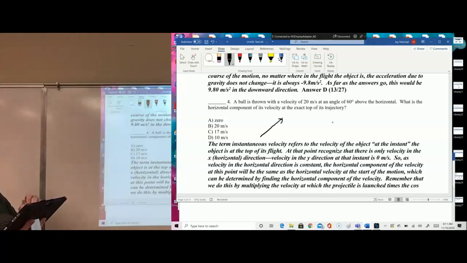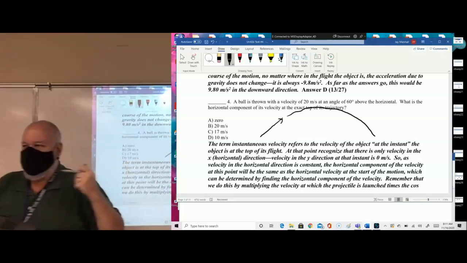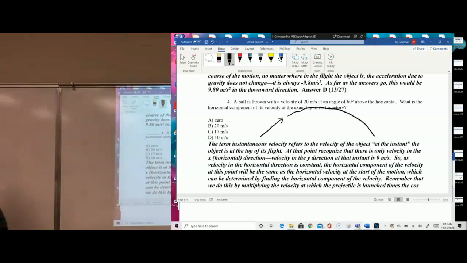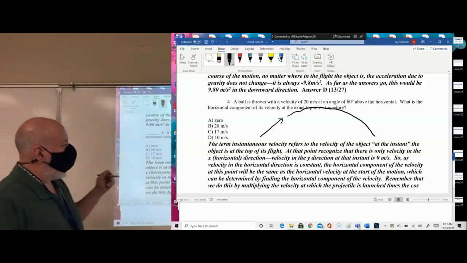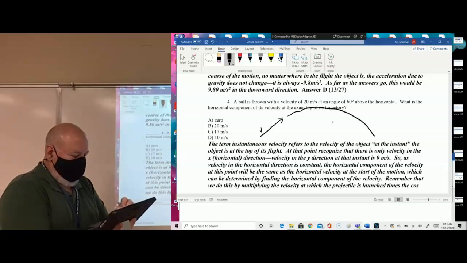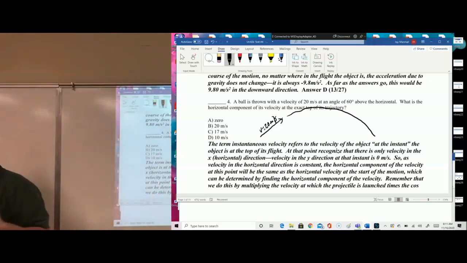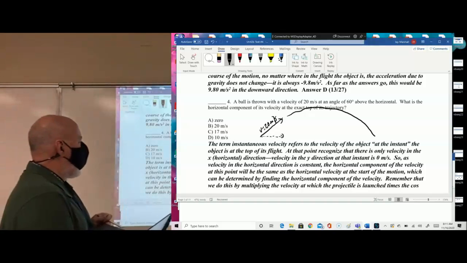Okay, at the exact top of its trajectory, we start by knowing the horizontal velocity is constant, right? We start by knowing that. But I didn't shoot it at 20 meters per second horizontally. I shot it 20 meters per second at an angle. So I have to find out what part of that 20 meters per second is in the horizontal direction.